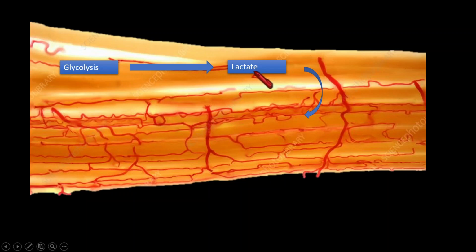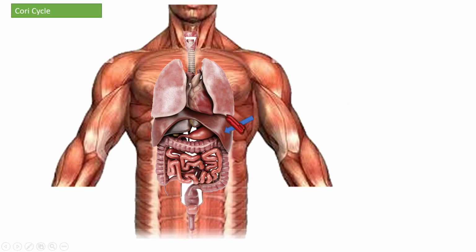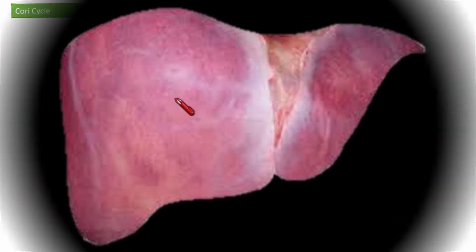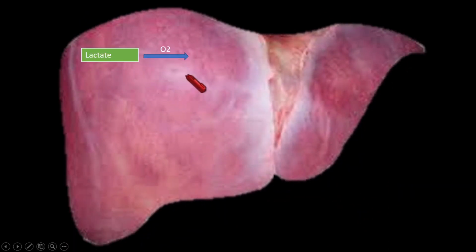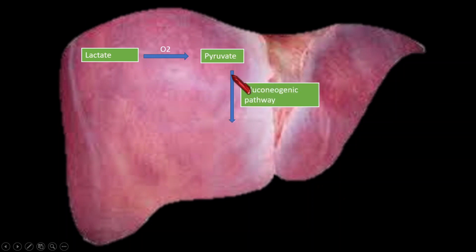Okay. And this accumulated lactate diffuses into the blood capillaries that are supplying the entire muscle. And this lactate, through the blood, will reach the liver. On reaching the liver, that lactate undergoes oxidation to produce pyruvate, and then this pyruvate enters the gluconeogenic pathway, that is the glucose synthesizing pathway from non-carbohydrate sources, and results in the formation of glucose.